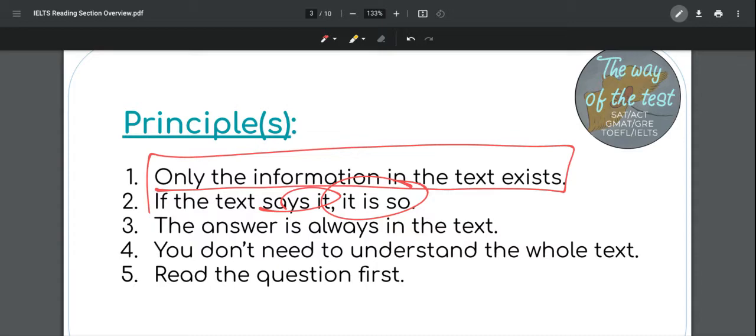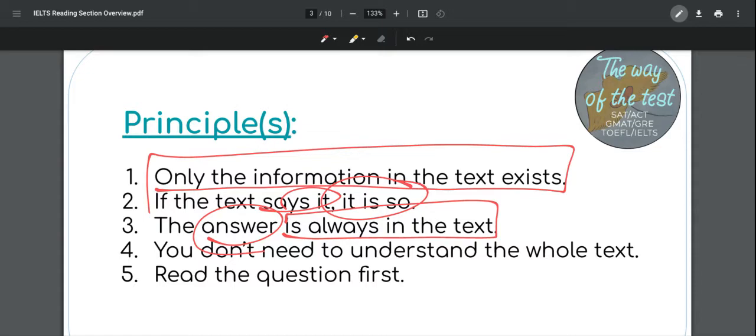Now, the third principle is the answer is always in the text. This is important. It may not be literally letter by letter, word by word, but the answer has to be in the text. If you think about it, this is pretty much just a follow-up of the previous principle. If only the information in the text exists, then of course the answer has to be from the text. If nothing else exists, that's the only source of information.